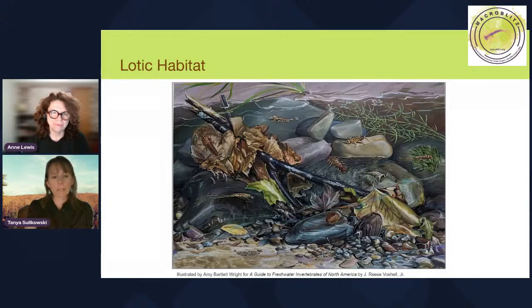So we've got a fun little activity here for you. This wonderful artist, Amy Bartlett, created these illustrations as part of a guide to freshwater invertebrates of North America. And she depicts the underwater scene of a lotic or flowing habitat here. And I want you to look at this picture and see how many macroinvertebrates you can find.